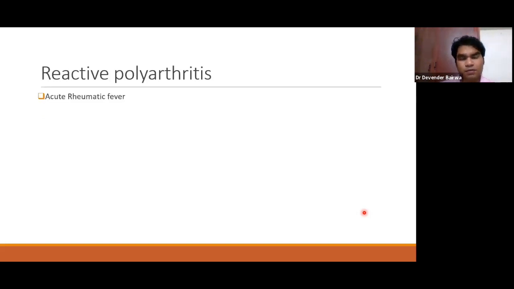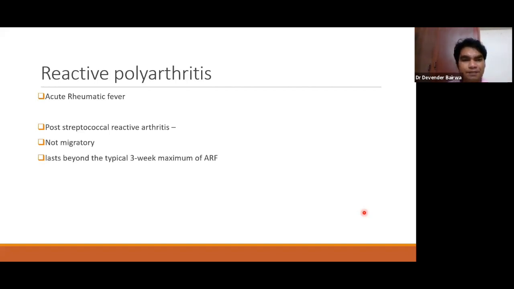Then there are other ways through which reactive polyarthritis can occur. One is acute rheumatic fever, which is beyond the scope of this session, and then there is post-streptococcal reactive arthritis (PSRA). Generally, it is a close mimic of ARF. Post-streptococcal reactive arthritis is not migratory, it lasts beyond the typical 3-week maximum period of ARF, and it responds poorly to aspirin. So all these 3 points can be helpful to differentiate PSRA from ARF.